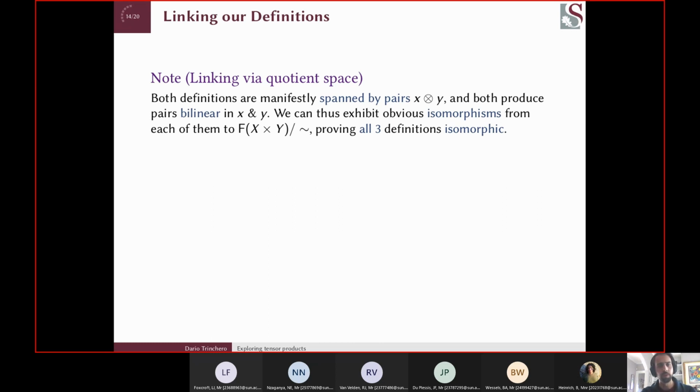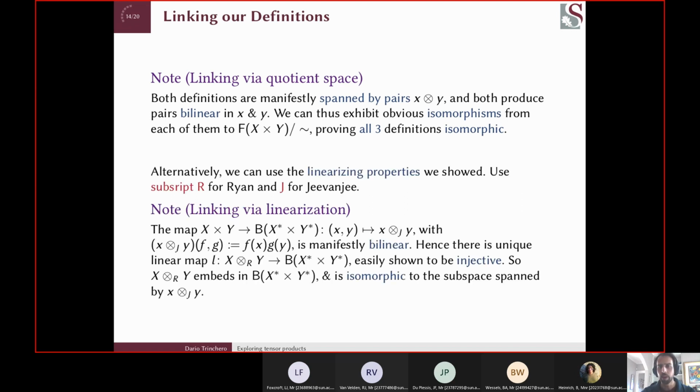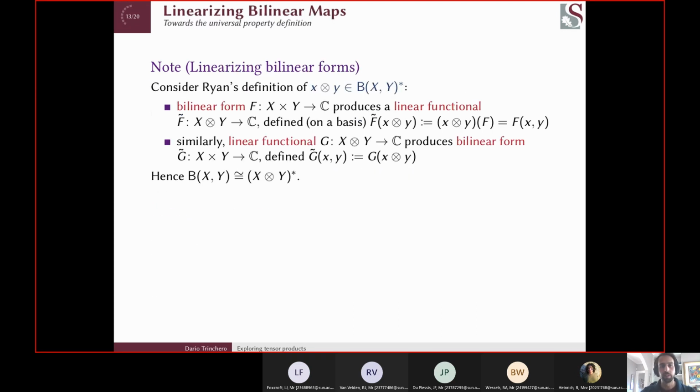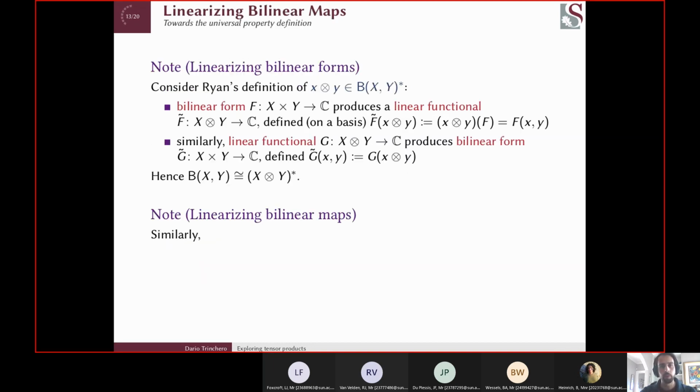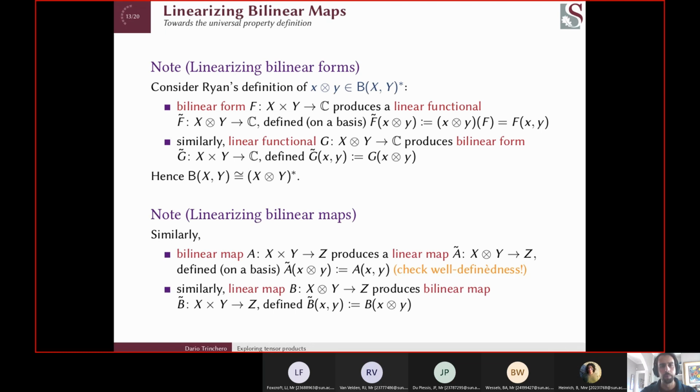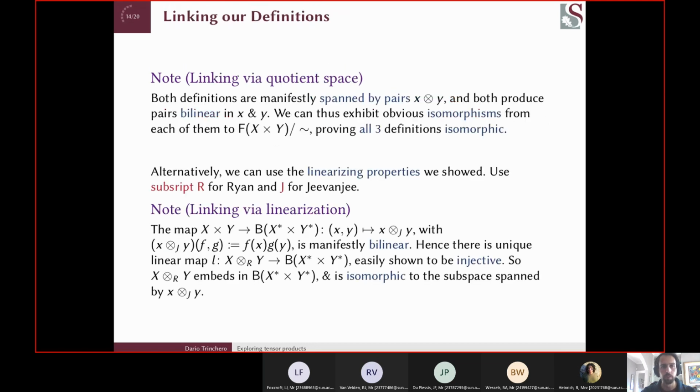But we can write down linear maps that turn out to be bijections, and they're kind of the obvious ones, right? We just send x tensor y to the pair in the quotient space, x comma y, and vice versa, and they are linear, and that's easy to check, and they are invertible, and that's also easy to check. But I think the more elegant way of linking at least these two definitions, the one by Ryan and the one by Givenchy, is to use this property that we just explored, this property that the bilinear maps and the linear maps were in a one-to-one correspondence.